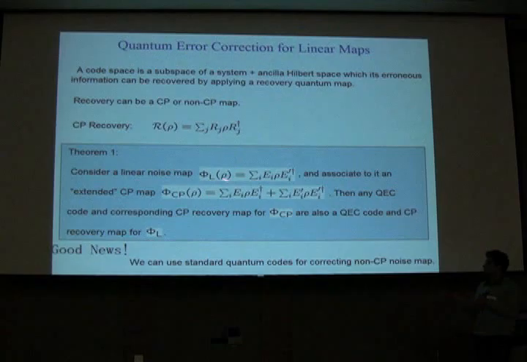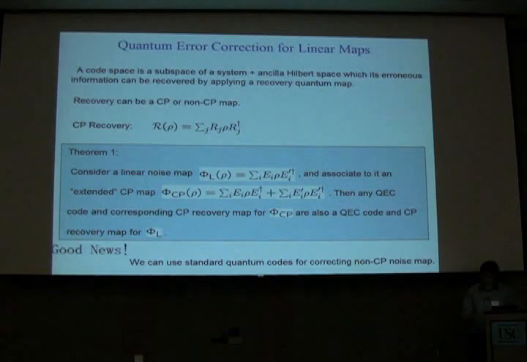So this is kind of good news, because we have started from a general noise map, and we could show that under some condition we can use a standard quantum code for correcting this non-CP noise map. This is a good point, that I'm going to use this result when I'm giving a formulation for the fault-tolerant problem.